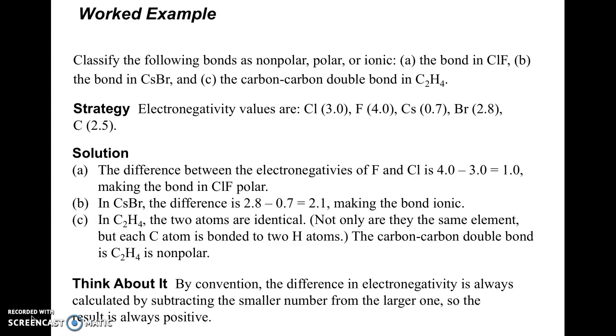In cesium bromide, the difference is 2.1. So you have a metal and a nonmetal. So it's ionic, which is what we would expect, being a bond between a metal and a nonmetal. And then in ethylene, you have 2 carbons that we're looking at, and they are double bonded. And so that is a purely nonpolar compound. And here's just a tip to think about. The subtraction is always done so that you get a positive result, so you can readily compare it to the rules.